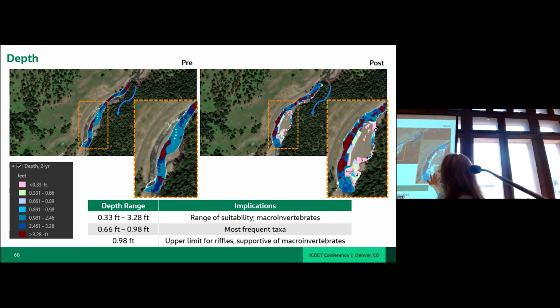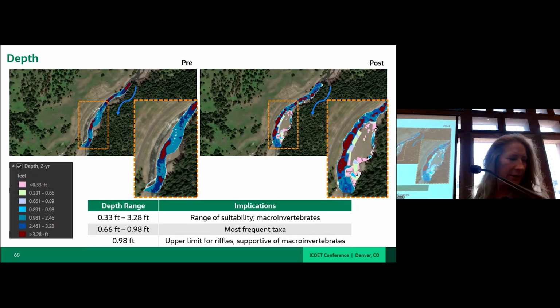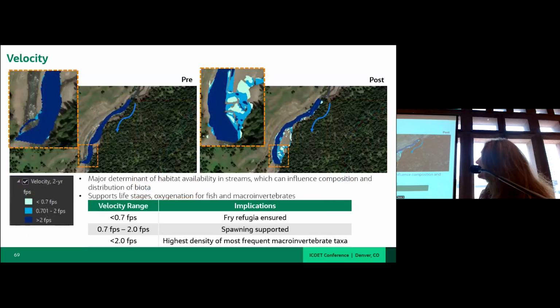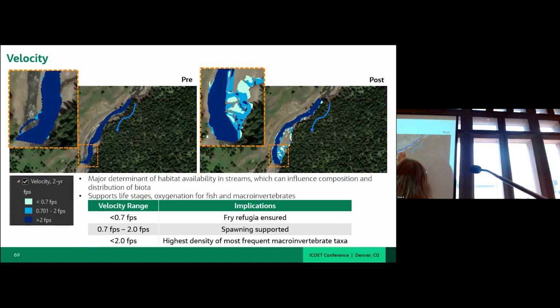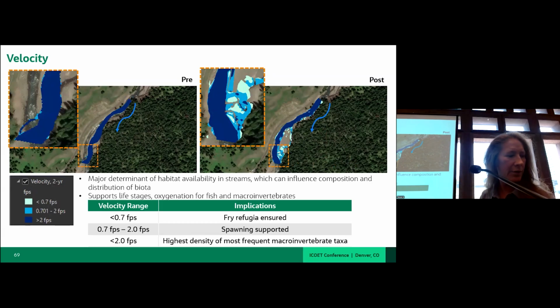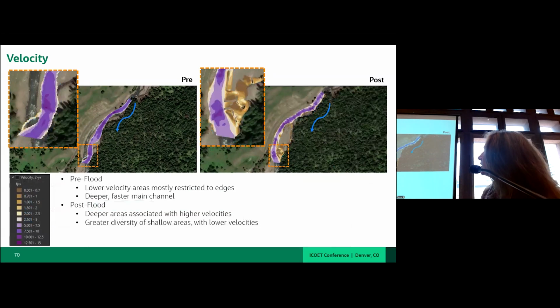But now post-flood, there's been a change in the channel type. And now we have more areas that are friendlier in terms of depths. It's not all steep. It's not all fast. There's now peripheral areas where juveniles and fry can live and make a living and survive the floods. So it's now better habitat for them post-flood.